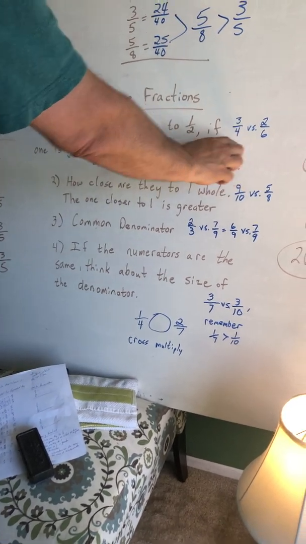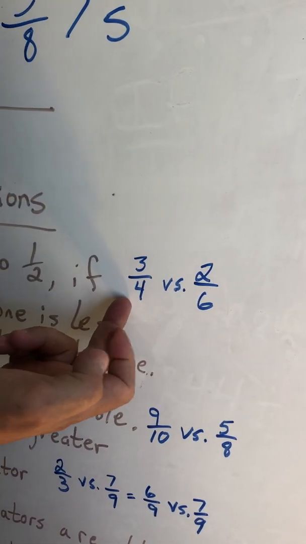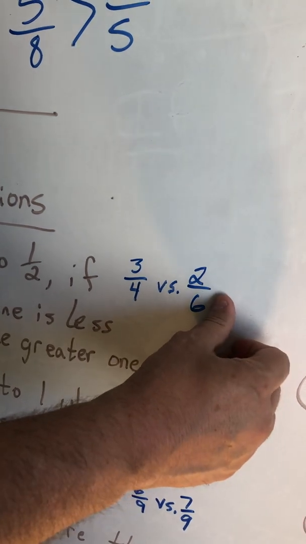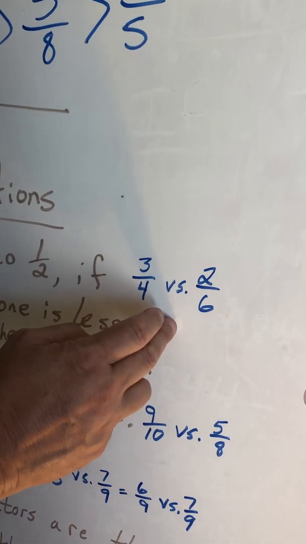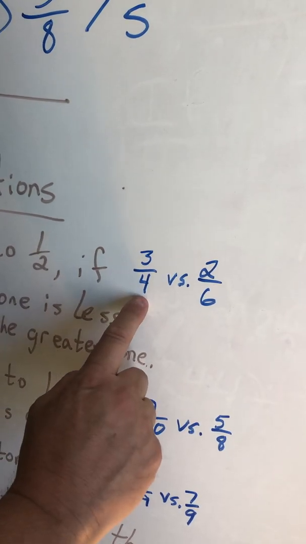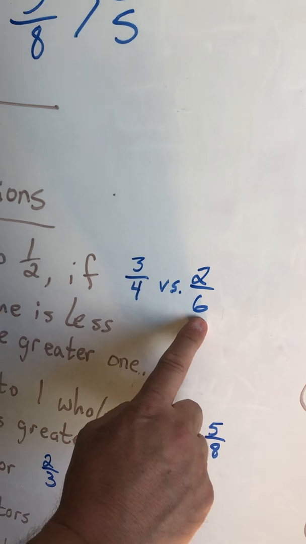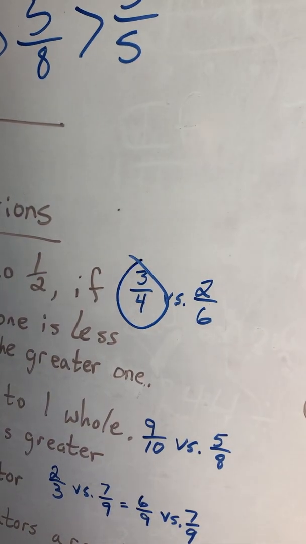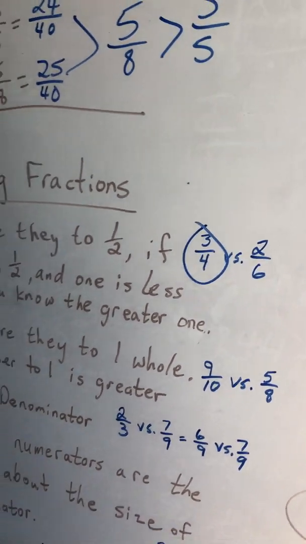So remember, 2/4 is half. So 3/4 is greater than half, 3 out of 4. If you go to 2/6, you know half of 6 is 3. This is only 2. So we have one here that's greater than 1/2, and we have one that's less than 1/2. So it's obvious which one's greater, okay? Hey, you don't even have to do any work, really. Cool, just some logic there.